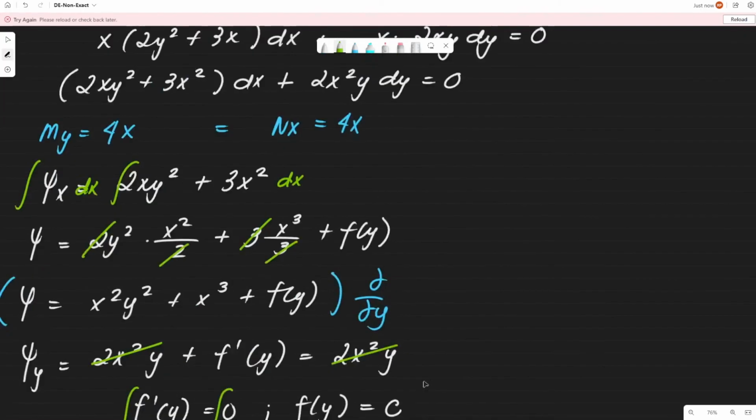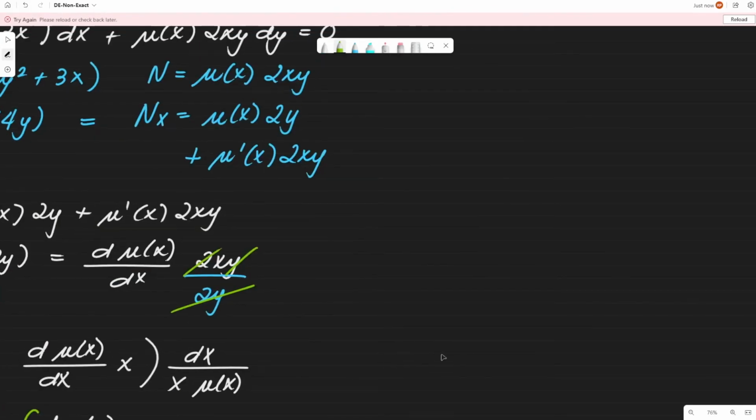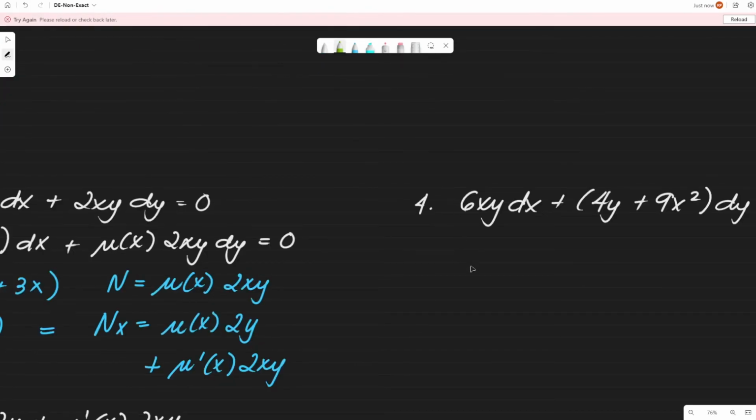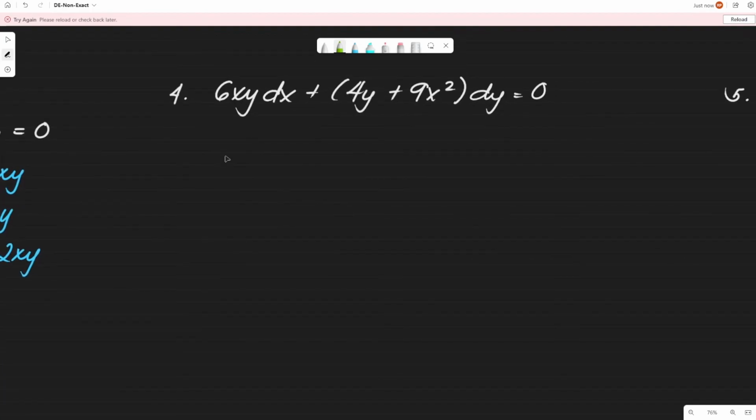So, let's have our fourth example. We have here 6xy dx plus 4y plus 9x squared dy is equal to 0. You can see 2 is greater than 1, so here we will use mu of y. Where does the 2 greater than 1 come from? It's this 2 and this 1. Remember, the exponent of y is 1 when you don't see any exponent.